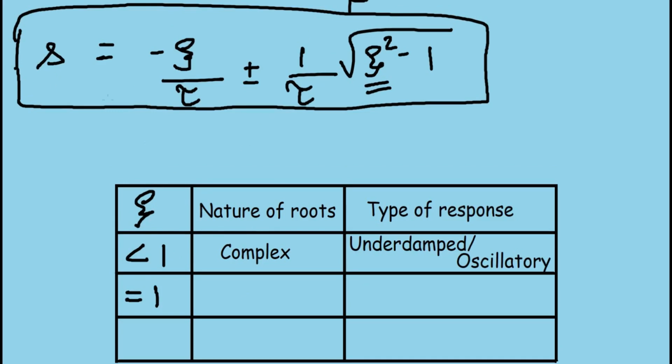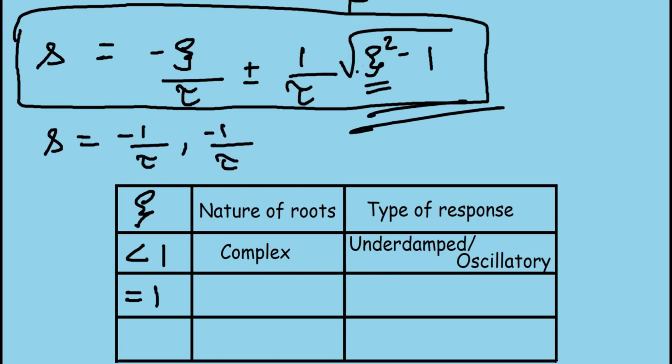You can see that if I put zeta equals 1 over here, I will end up getting s equals minus 1 by tau. That is 2 equal roots I will get, because this entire term will be 0 if I put zeta equals 1. So the nature of root is real and equal. What is the type of response? For zeta equals 1, that is the damping coefficient equal to 1, the type of response will be critically damped.